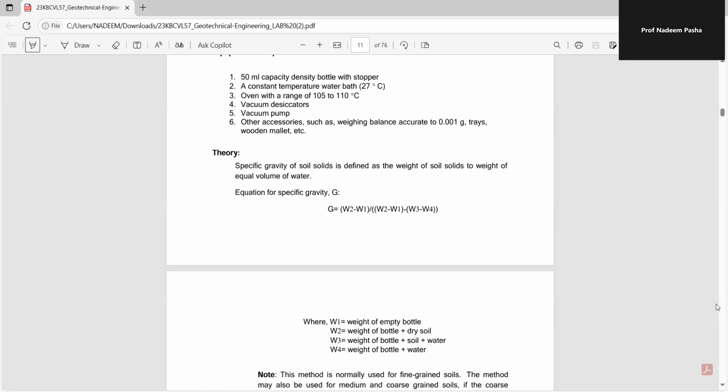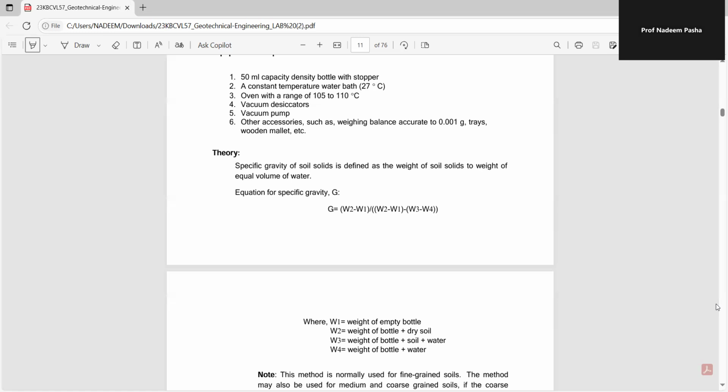A constant temperature water bath at 27 degrees Celsius. An oven with a range of 105 to 110 degrees Celsius. Vacuum desiccators and vacuum pumps are used. Other accessories such as a weighing balance accurate to 0.01 gram, trays, wooden mallet, etc.